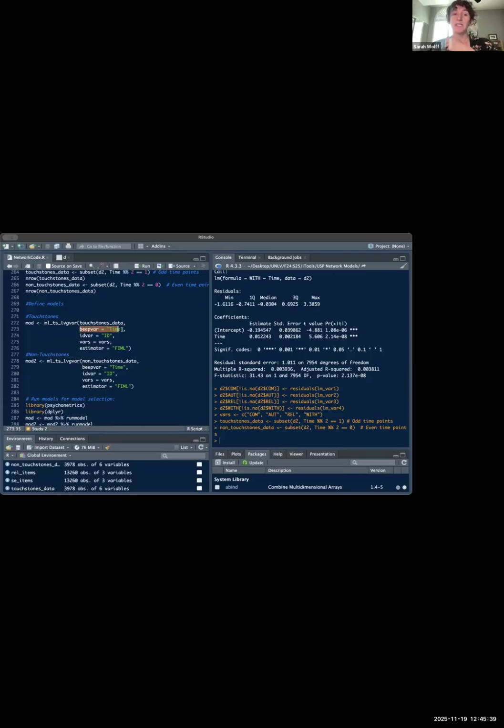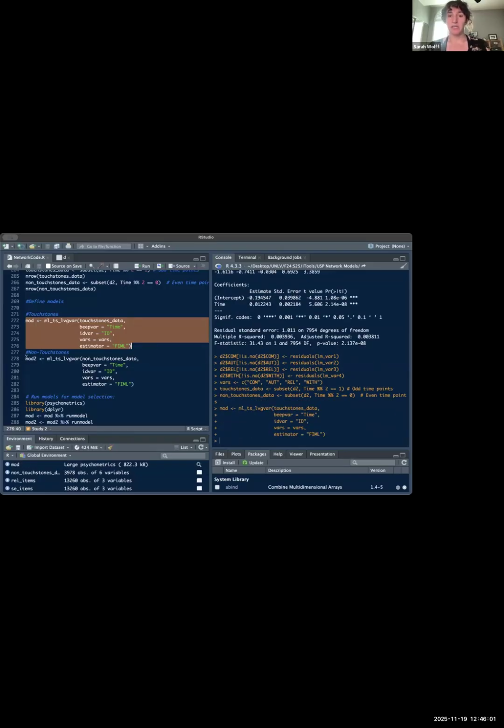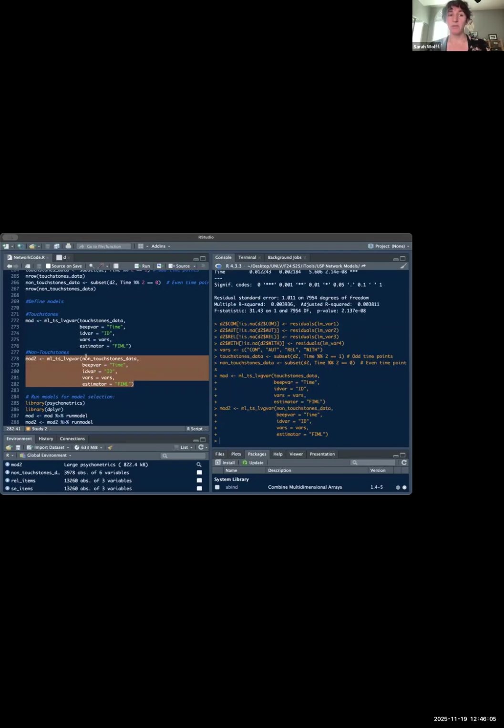BeepVar is how we're designating what is our variable of time. We've called it time, so that makes it easy. If you have one that's day or week or hour, whatever your time interval is. Then we have an ID variable. We're naming our variables, which again, we saved in an object called vars. And this is just saving this as a model object. And then we're doing a second model object, that's model 2, that we're saving, that's using the non-touchstones data.